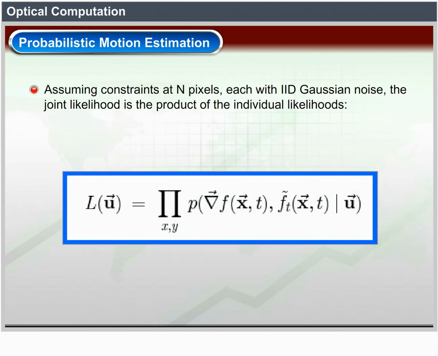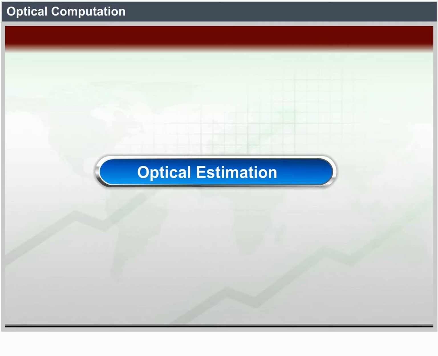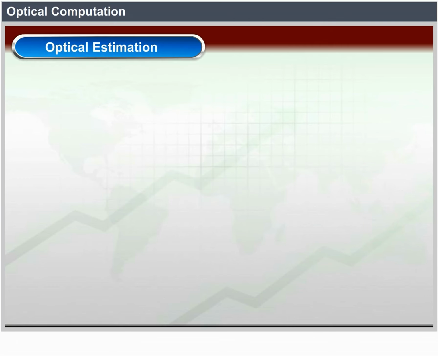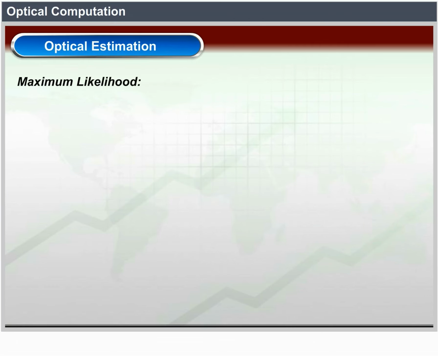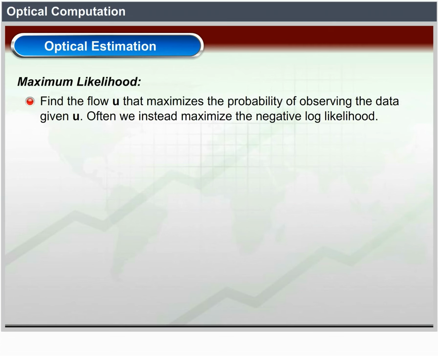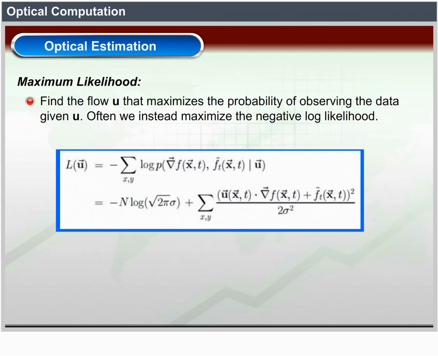Optical flow estimation. Maximum likelihood, ML. Find the flow u vector that maximizes the probability of observing the data given u vector. Often we instead minimize the negative log likelihood as shown. Note, L is identical to our previous objective function E vector, except for the support g x, y and the constant term.